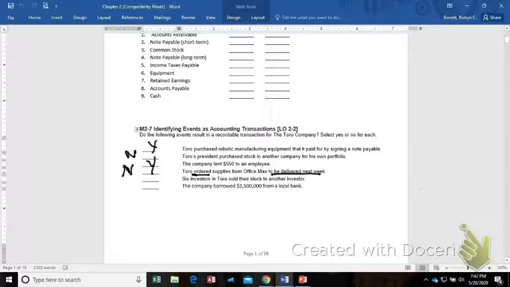Yep, yep, yep, yep. All right, I know that one was tricky. Six investors in Toro sold their stock to another investor. No. And then the company borrowed $2.5 million from the bank. Yep. Yes.